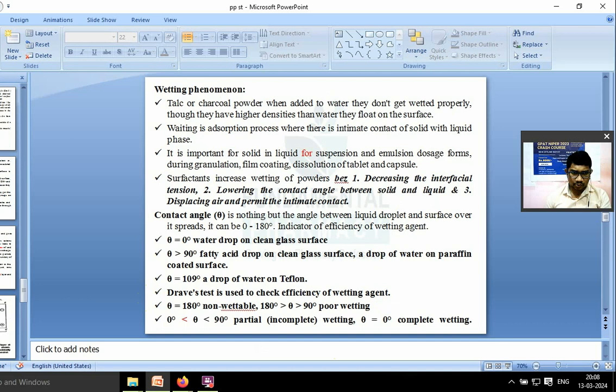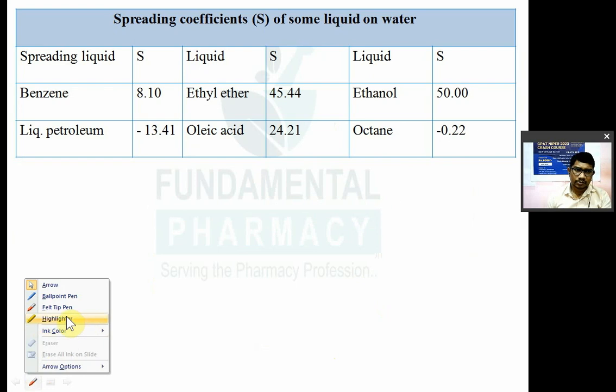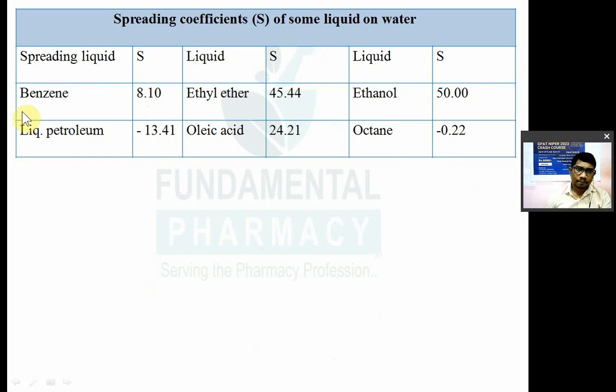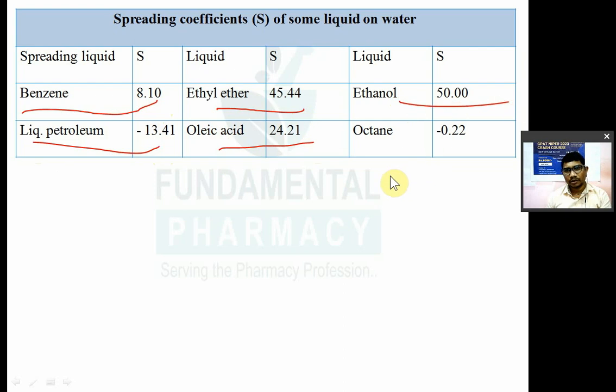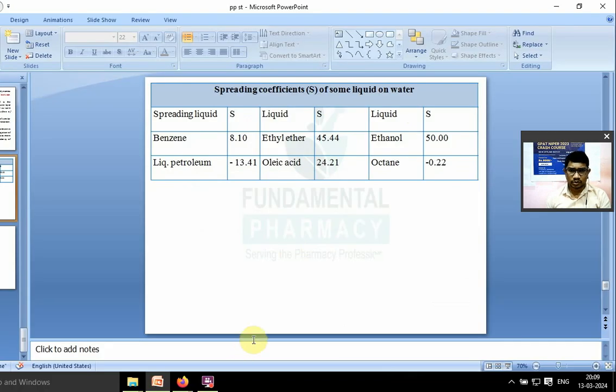Some spreading coefficients are given over here. So spreading coefficient of liquid on water, you can see over here. Benzene has a spreading coefficient of 8.10. Liquid petroleum has -13.41. Ether 45.44. Oleic acid 24.21. Ethanol 50 and octane -0.2. So this is the spreading coefficient. तो स्प्रेडिंग कोएफिशिएंट है, उसमें और पढ़ना है तो स्प्रेडिंग एंगल भी पढ़ सकते हो आप.